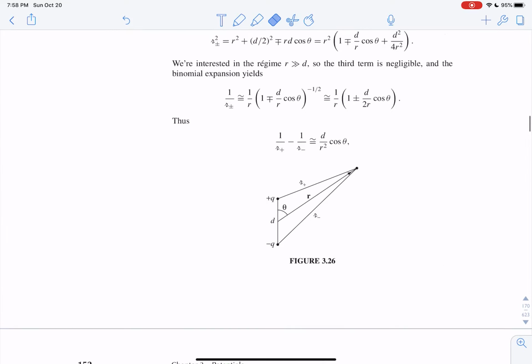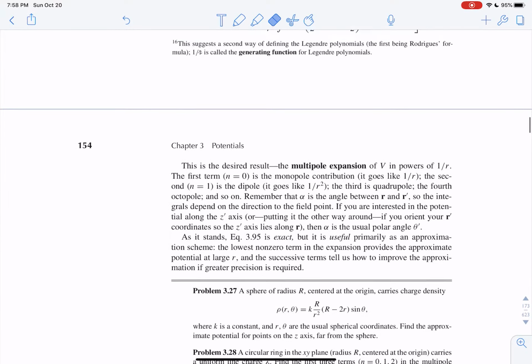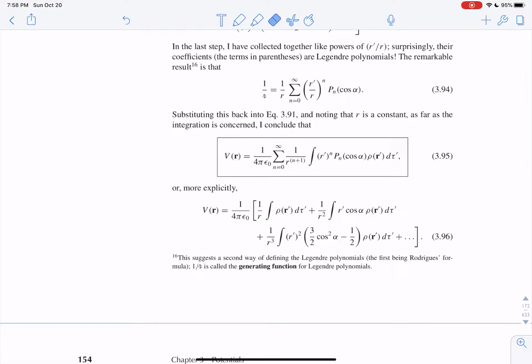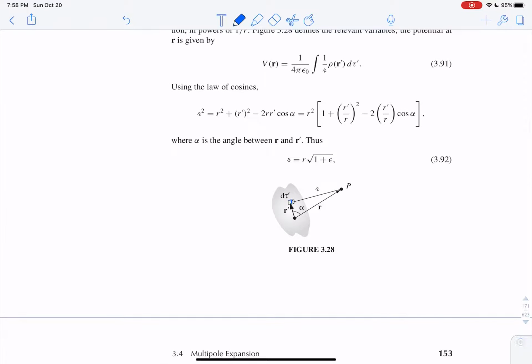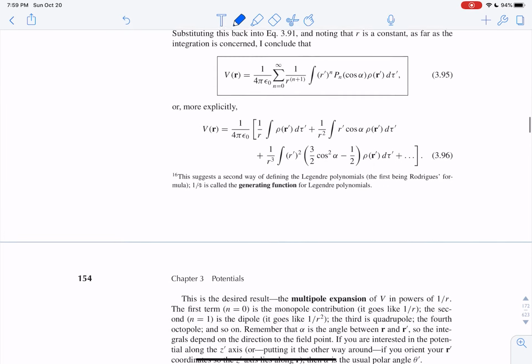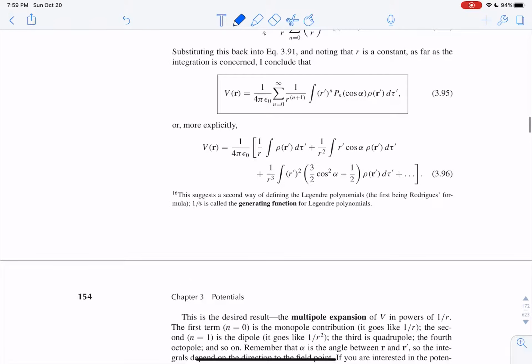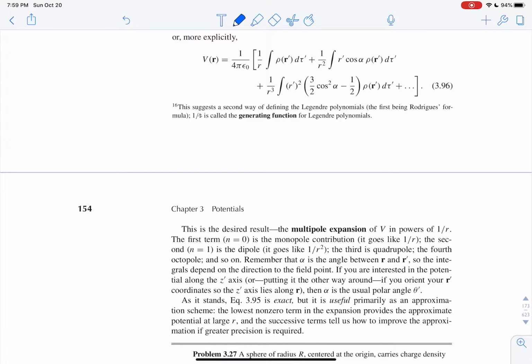Okay, so the multipole expansion. That's what this is. It's the sum of all the integrals. So this plus this plus this plus this, all of these things added together, and then the integrals of all of them added up, the integrals over those spaces, for all those little areas. This is called the multipole expansion.